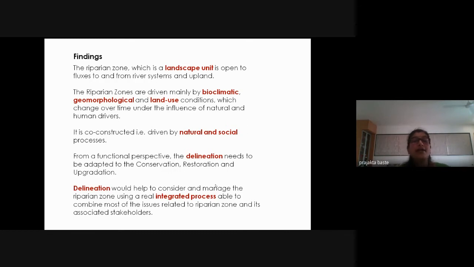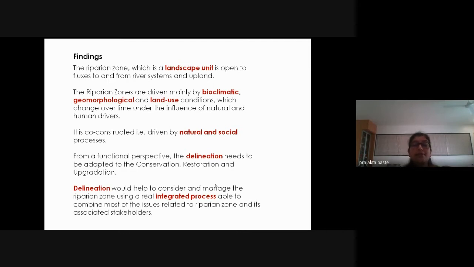The riparian zones are driven mainly by the bioclimatic, geomorphological, and land use conditions. This stretch of 21 kilometers has shown you adequately what kind of land use influences the riparian character of River Godavari, which changes over a period of time under the influence of natural and human drivers. It is a co-constructed context, that is, it is driven by natural and social processes. Social processes, we try to understand how we connect with ourselves by doing some religious activities on the riverfront, and natural is always what is existing.